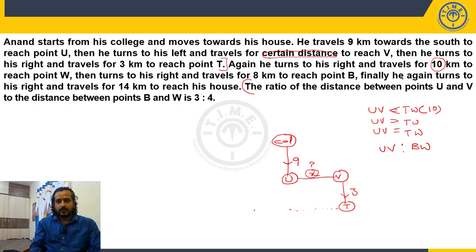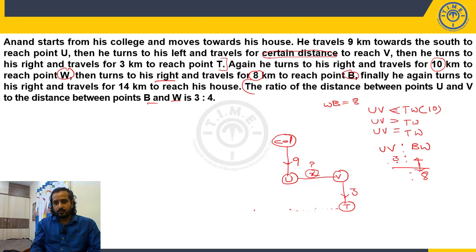UV to BW is how much? 3:4. So we got some ratio. Right. Now you know very clearly. Again he turns right and travels 10 kilometers to reach W. Then turns right and travels 8 kilometers to reach B. So from point W, he turned right and travelled 8 kilometers to reach B. It means the WB distance is 8. So BW is given as how much? 8. So these 4 points are equal to 8 meters.